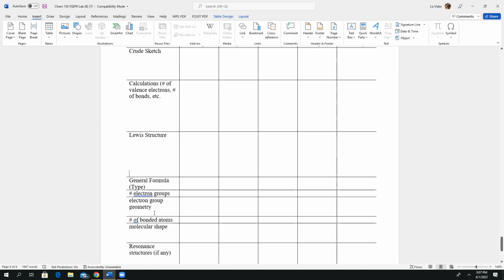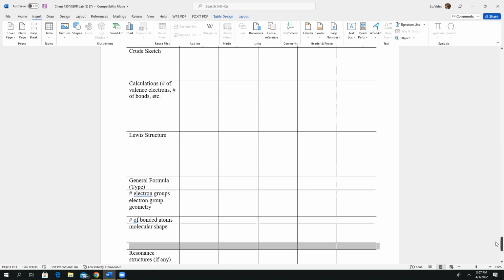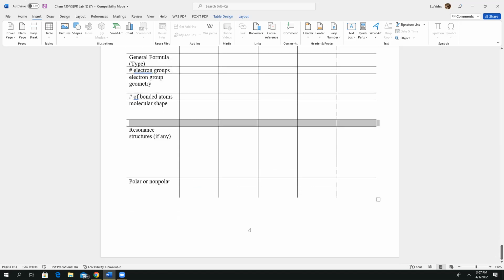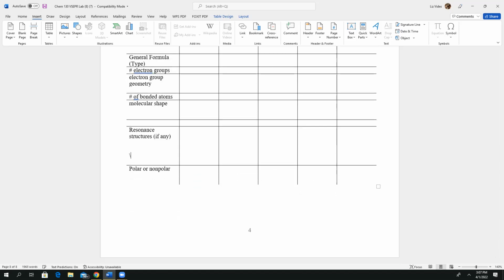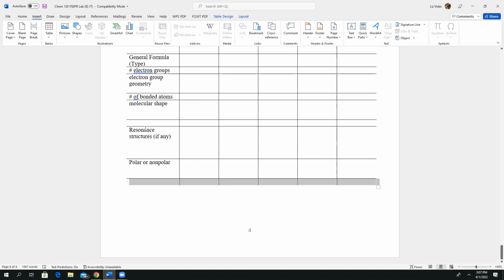All right, next set that we have is our last. Let's insert rows in here, and insert one more down here. Let me get rid of these first though. All right, and insert another row here. Okay, and here we go. So this is bond angle again. And the other one is intermolecular forces.